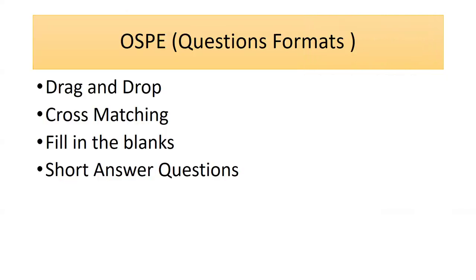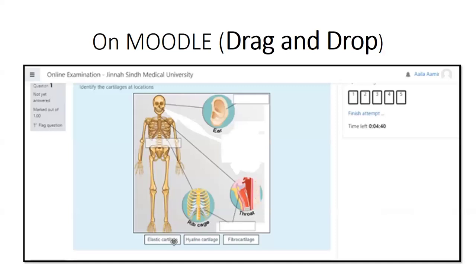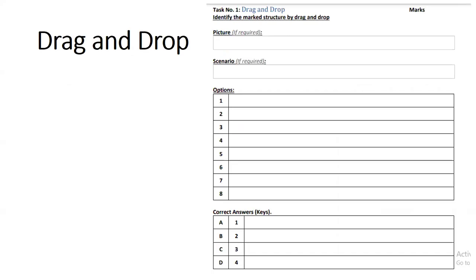So these are the four formats: drag and drop, cross matching, fill in the blanks, and short answer questions. On Moodle, the students will be able to see the drag and drop format in this manner. They will have a picture and the responses here. They have to pick one by this four-arrow icon, and then put it wherever the answer is. This is how they will know what time it is, and how many questions of drag and drop or any other question or OSPE they have.